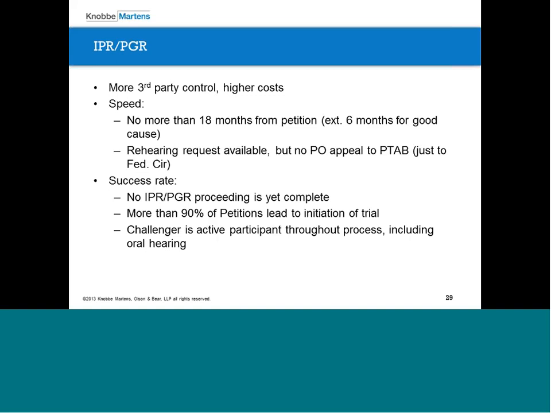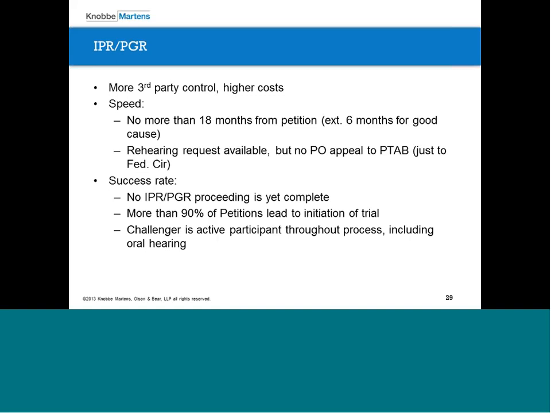In contrast, IPR and PGR allow for a lot more third-party control, and because of that, there's going to be significantly higher costs. It's generally considered that this will be a faster option, although we'll see exactly how that plays out in all the possible scenarios. It is supposed to be limited to no more than 18 months from the petition date to the final written decision, but that is extendable for 6 months for good cause.